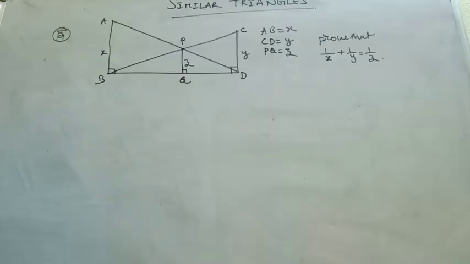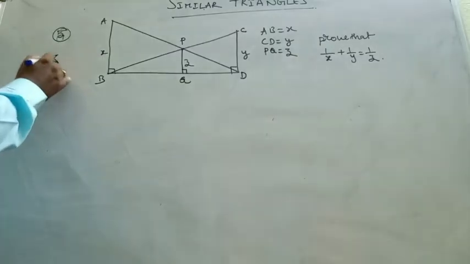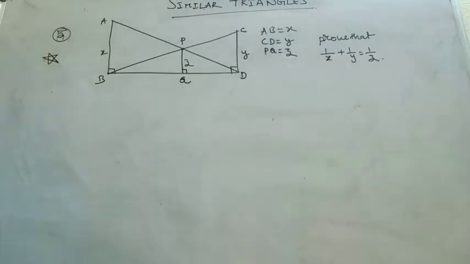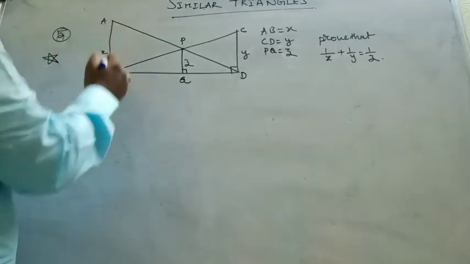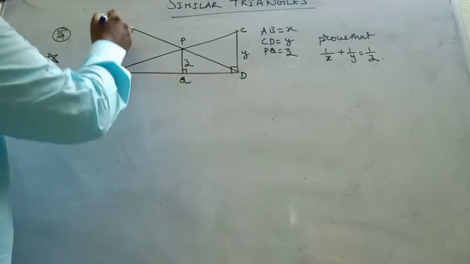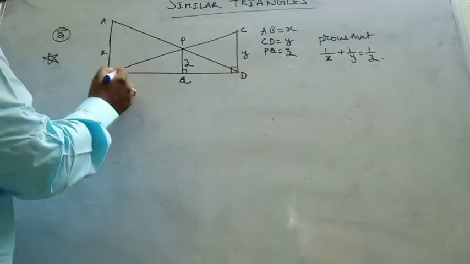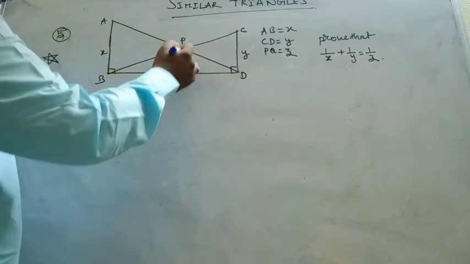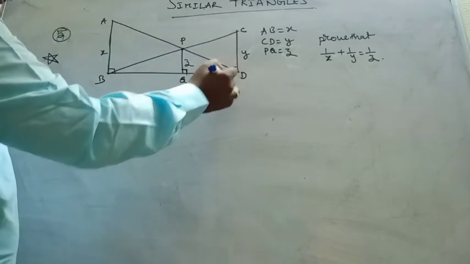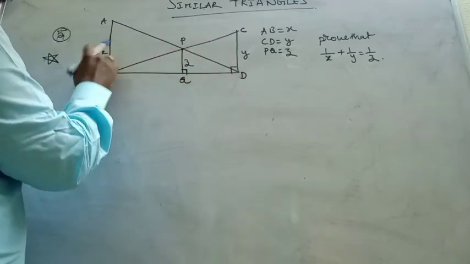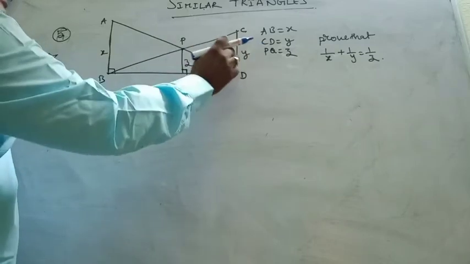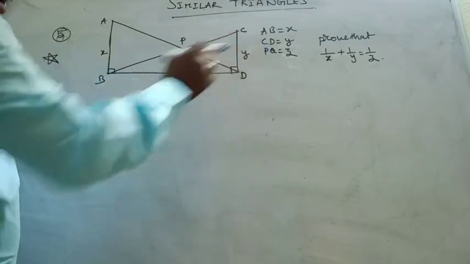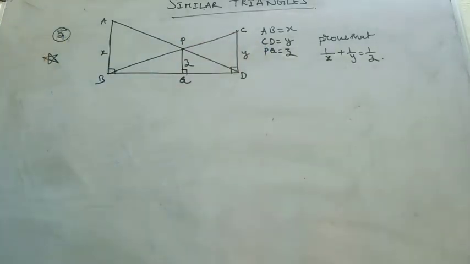Now we have another very, very important problem, a star marked problem. You see, my dear students, we have here AB, and this is BD. AB is perpendicular to BD, and PQ is also perpendicular, CD is also perpendicular. They are given that this length is X, this length is Y, this length is Z, and this length is Y. You need to prove that 1 by X plus 1 by Y is equal to 1 by Z. It's a very nice problem.